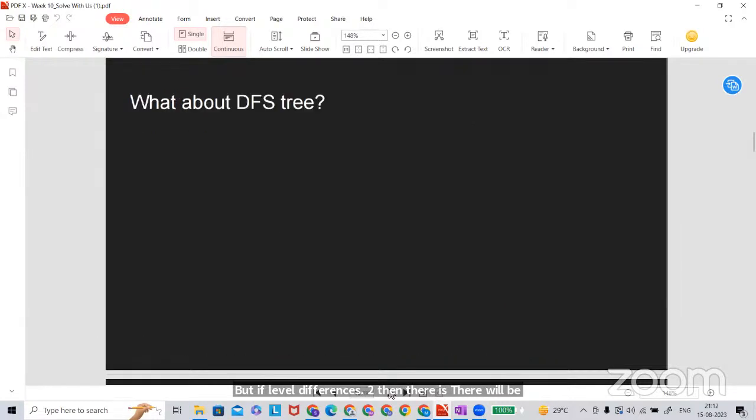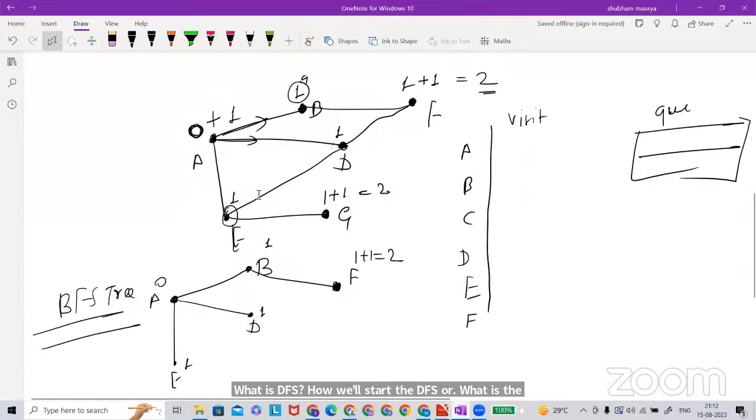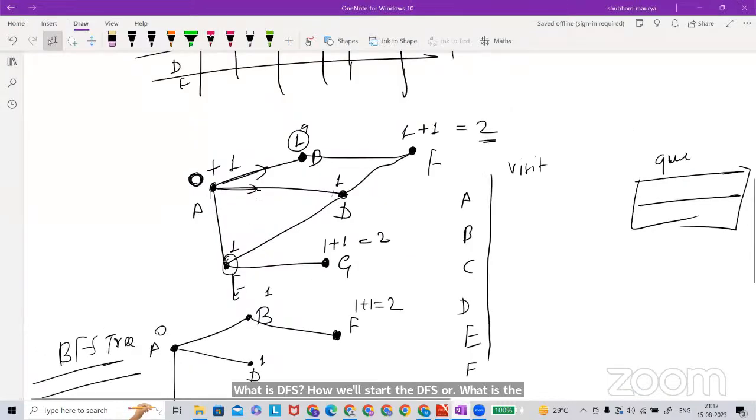Now let's move on. What is DFS now? I also explained what DFS is, how we start DFS, and what the level is in DFS, and how it differs from BFS. Now let's think about DFS. We'll do it on the same graph.